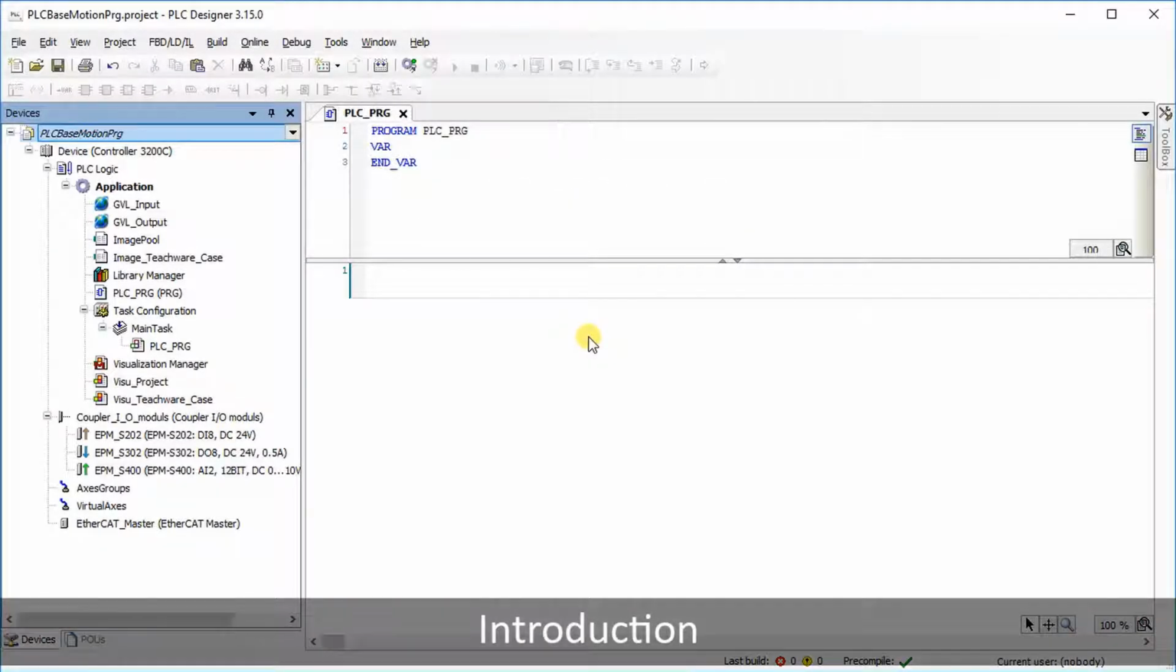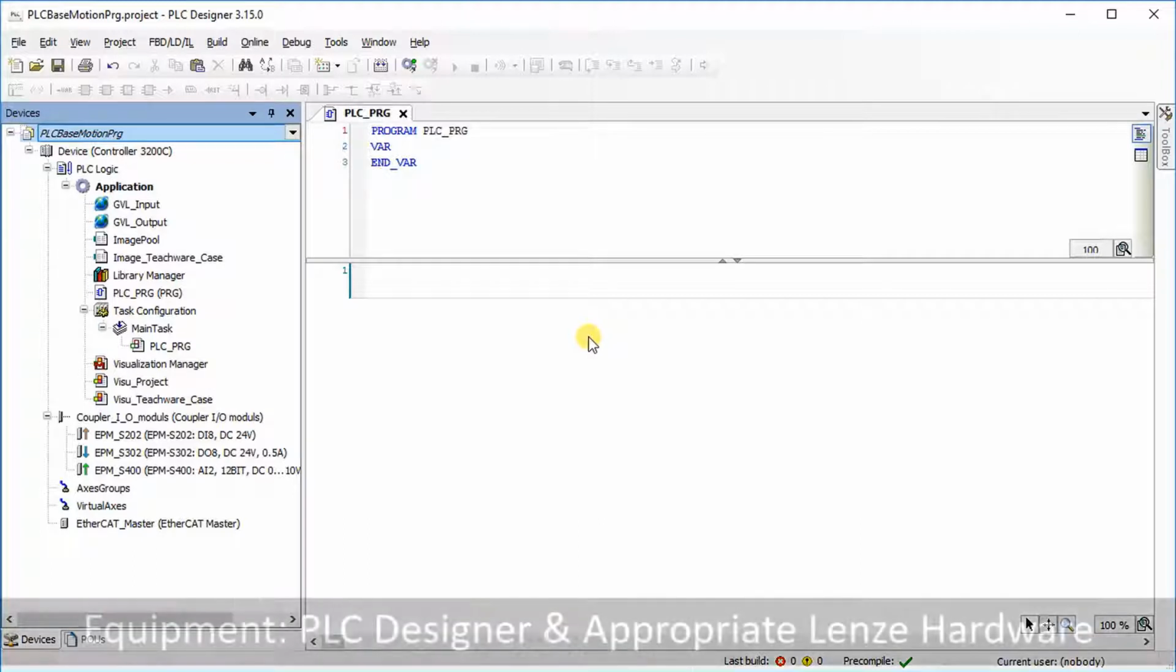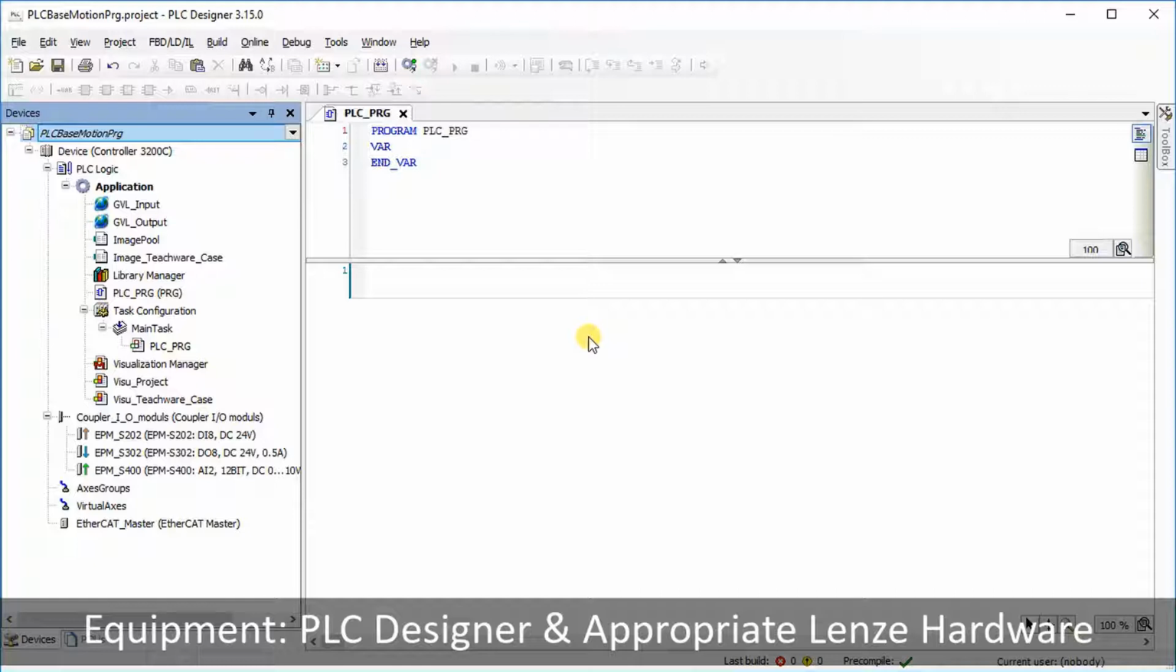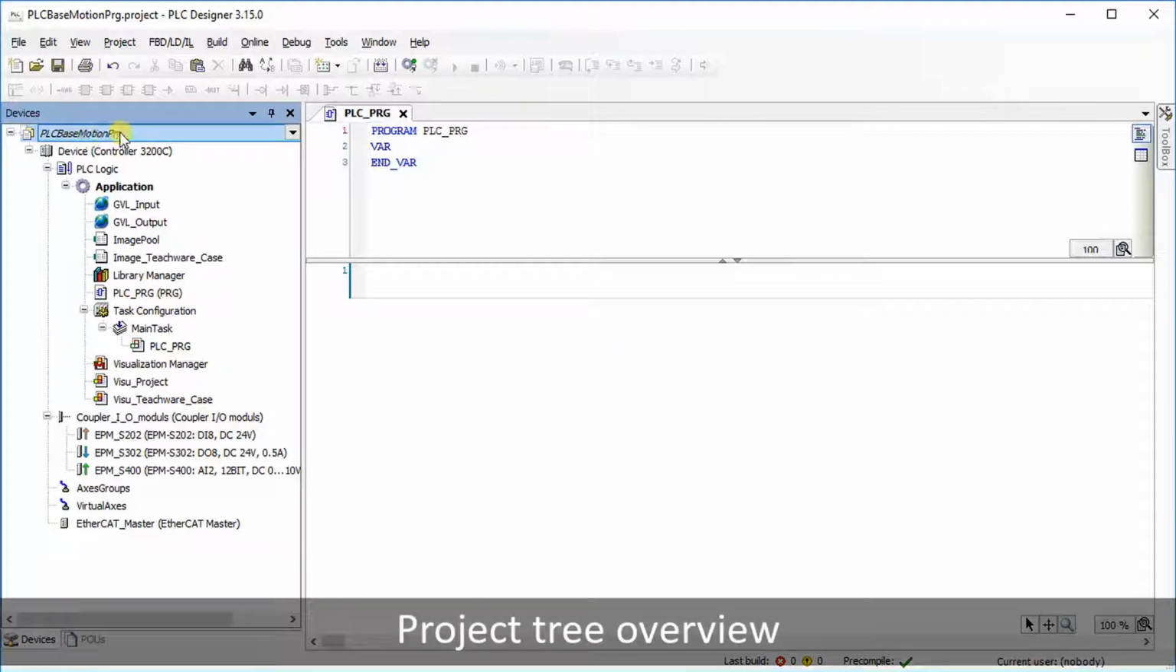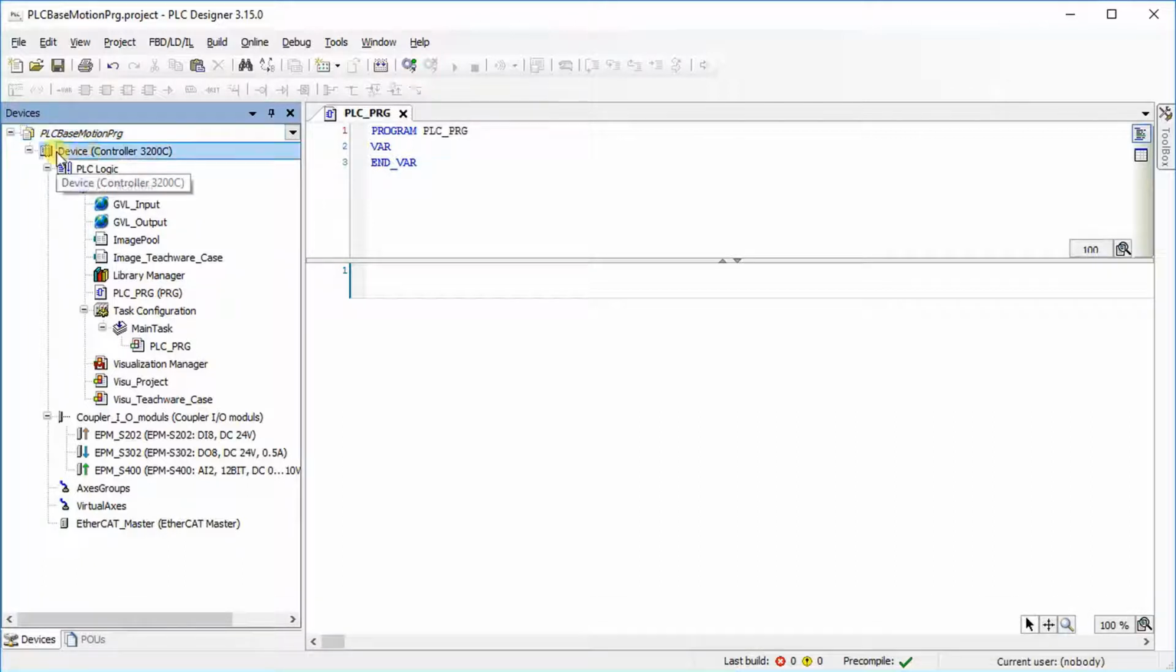This tutorial shows a basic machine with several conveyors. In this example, a project named PLC Base Motion PRG is opened. The controller 3200C serves as PLC device. When selecting Visue project, a basic machine diagram is displayed.